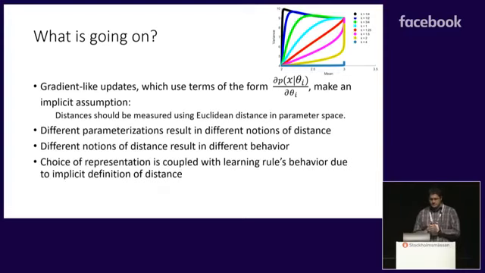So to put it differently, what's happening is our choice of representation is coupled with the learning rule's behavior due to this implicit definition of distance. That is, when we choose our representation, when you choose mu sigma squared or mu sigma, you're implicitly choosing a notion of distance there. And that notion of distance changes what happens. It changes the learning rule's behavior.